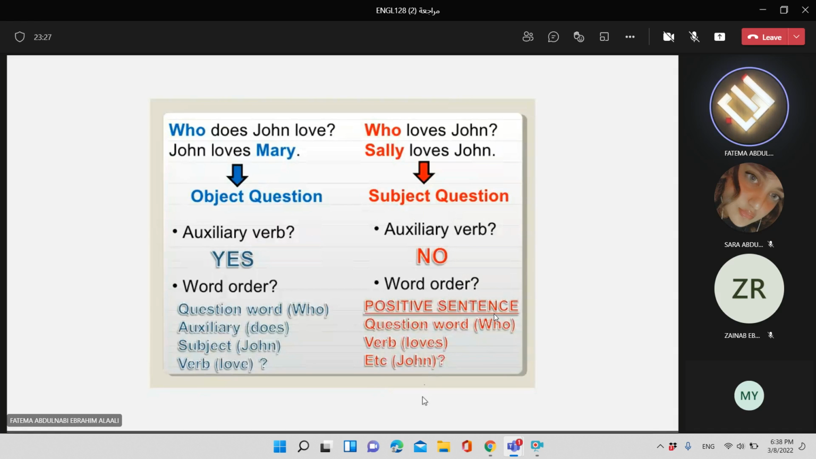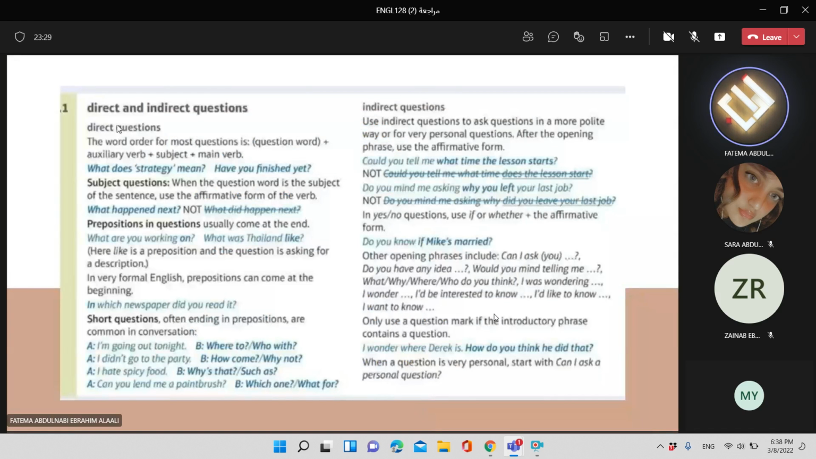Okay, so this is the direct question grammar in your book. This is what's written in your book. So the word order for most questions is the question word, the WH word, plus the helping verb, plus the subject, plus the main verb. This is for most questions, like, what does strategy mean? Have you finished yet? These are examples of the questions.